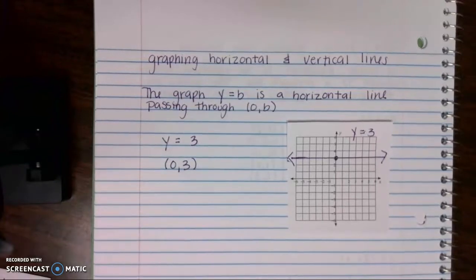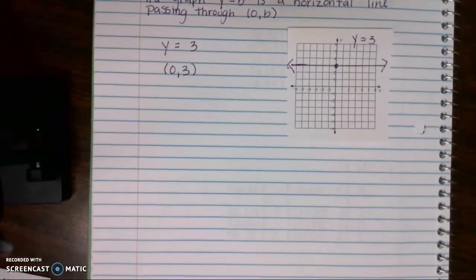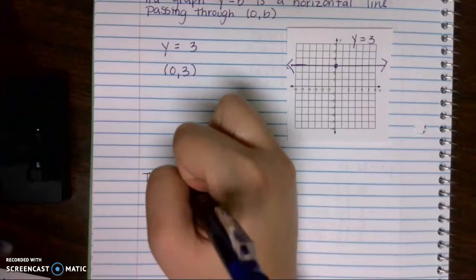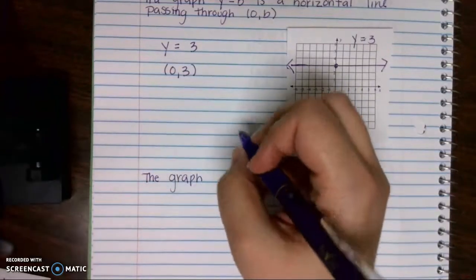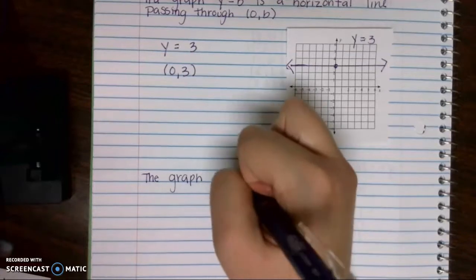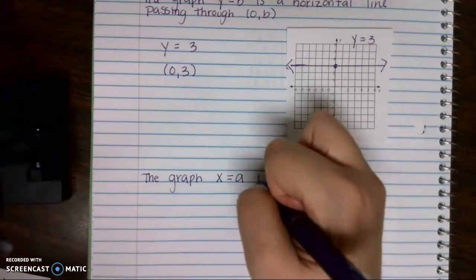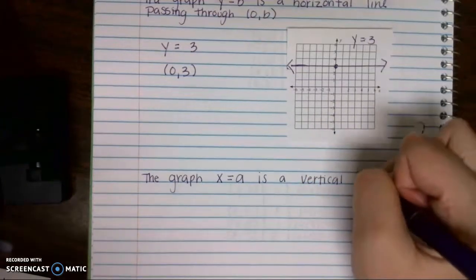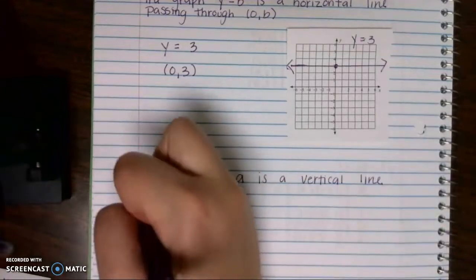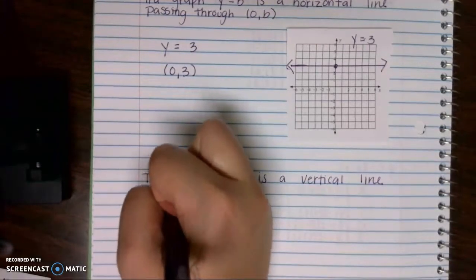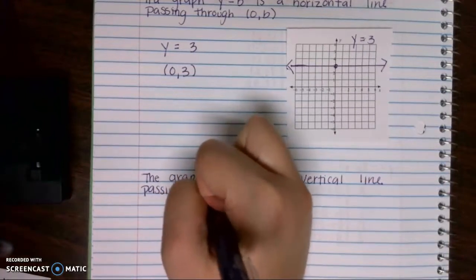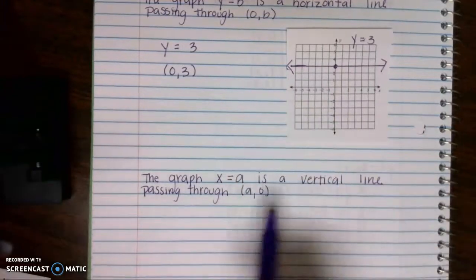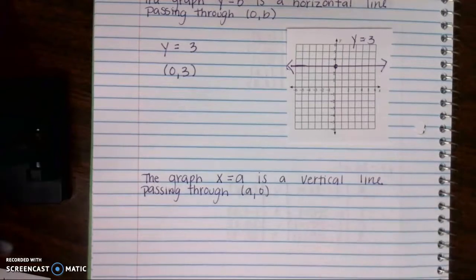Our other special case, and our last piece in this section of notes, is a different type of graph. And that's the graph x is equal to a. This is an x equals equation, and that's because it's a vertical line. A vertical line passing through a, 0. So no matter what number a is, it's passing through the point a, 0.